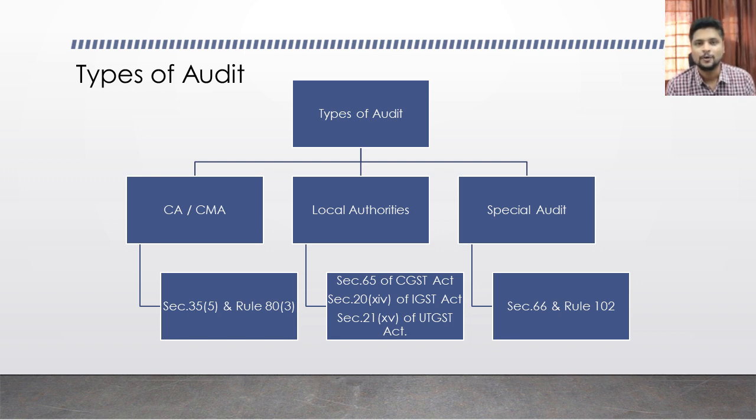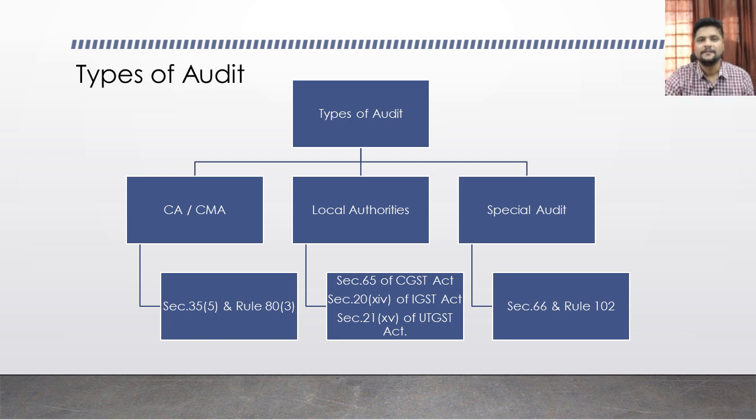So in all these provisions, the audit can be done by the tax authorities directly. Tax authorities means GST authorities. If the GST authorities by themselves are going to do some audit, those provisions are explained in this section. Next is special audit. Special audit is provided in section 66 of CGST Act, read with rule 102 of CGST rules.